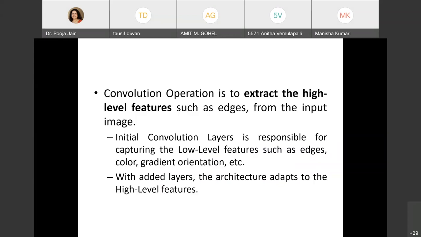Convolution operation is to extract high level features such as edges from the input images. If we have multiple convolutional layers in a convolutional architecture, the first ones are considered the initial convolutional layers, and the later ones are known as later convolutional layers. So what is the difference between them? The initial convolutional layers are responsible for capturing the low level features. However, the later convolutional layers are responsible for capturing the high level features. This is the main difference between the initial and later convolutional layers.